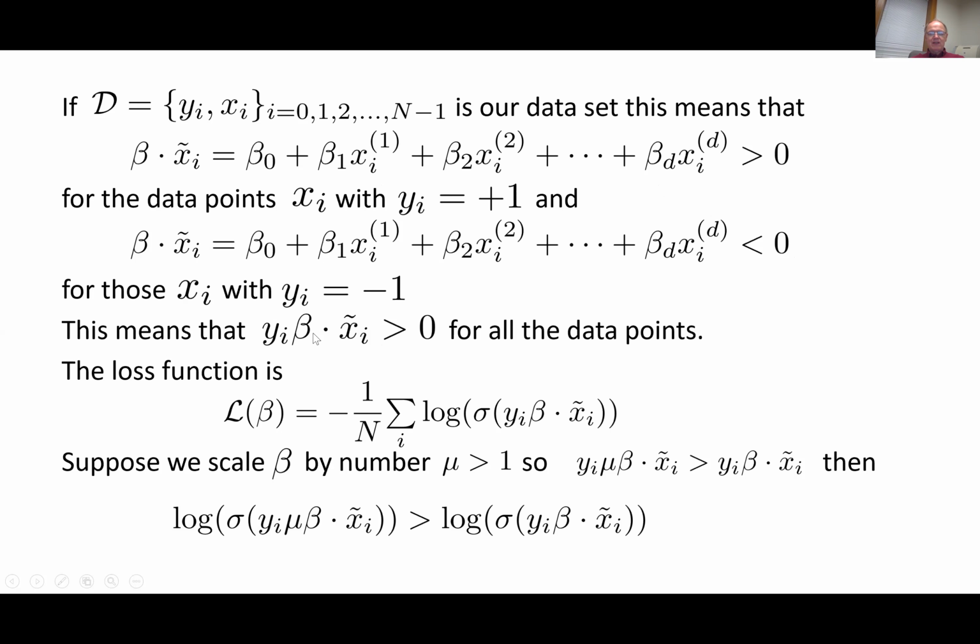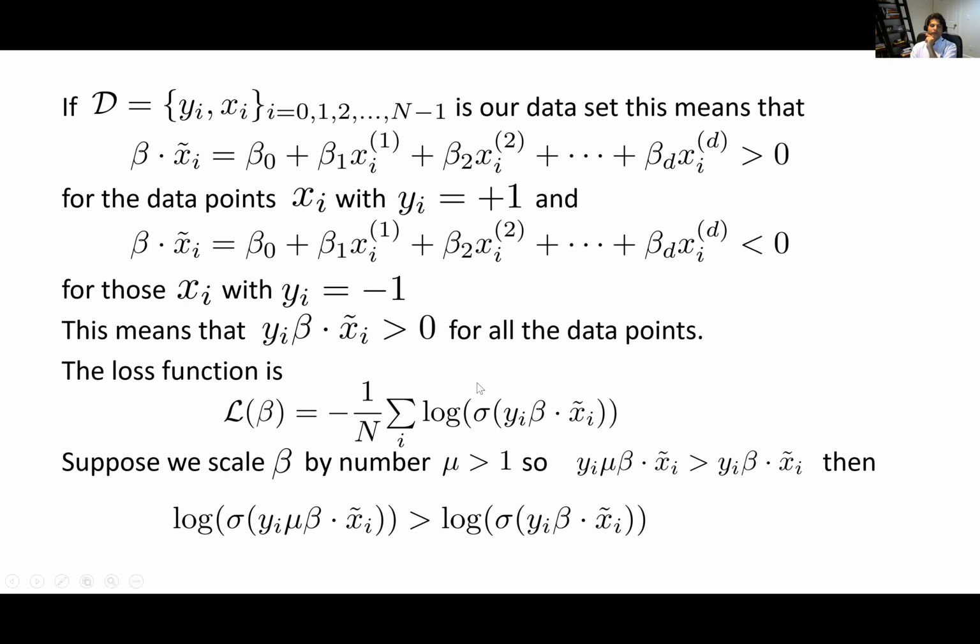So if we take this expression and multiply it by yi, which is +1 or -1: when yi is +1, that's when beta times xi is positive, and so yi times beta dot xi tilde is also positive. If yi is -1, that's when this expression is negative, and so -1 times the negative thing is positive. So in any case, this expression is always positive for all the data points.